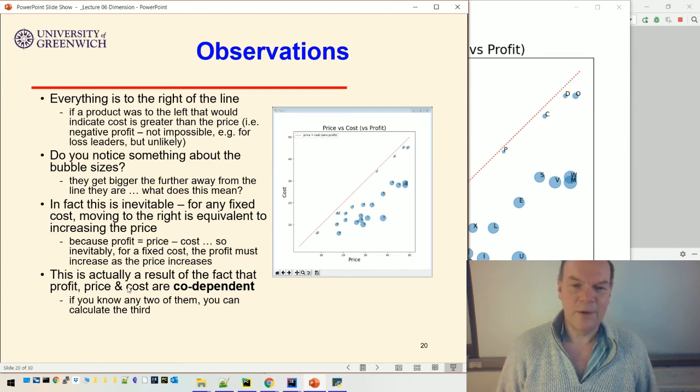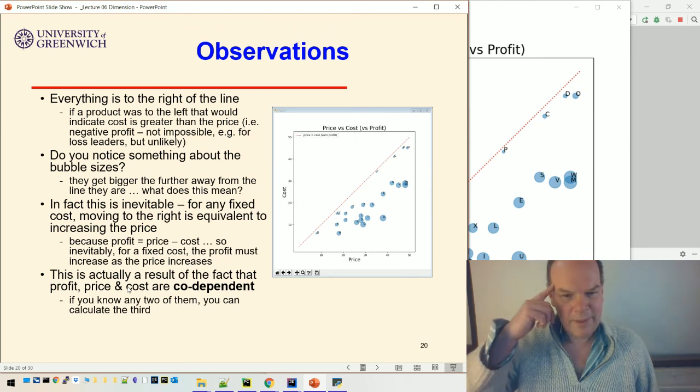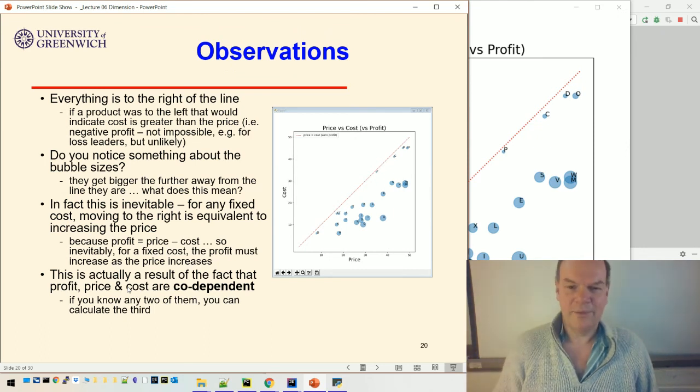So they're called codependent. Okay, that's our first bubble plot, but it's kind of showing us some information, showing us there are no loss leaders, but it's not showing us anything very much more than that. So I'll finish the video there, and then we'll move on to another example.